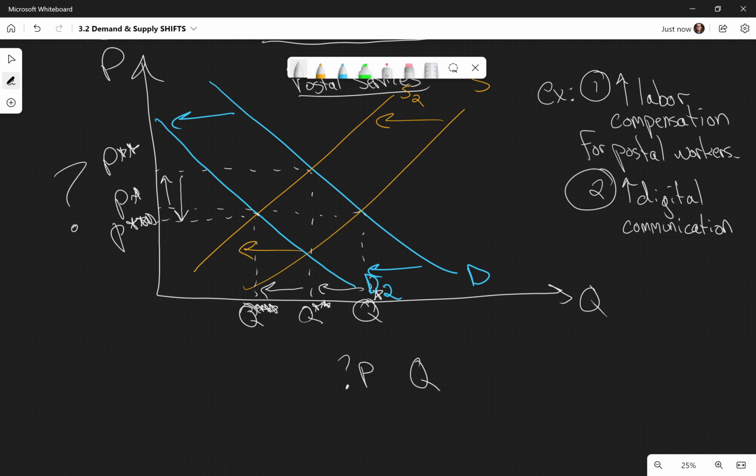So we would say we don't know what happens with price, but we know unambiguously that quantity decreases, because both of those shifts result in lower quantities. The demand shift inward resulted in a lower price, and the supply shift inward resulted in a higher price. So those two conflicted with each other.